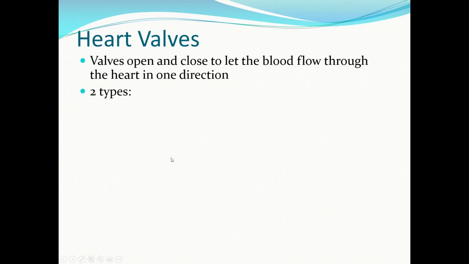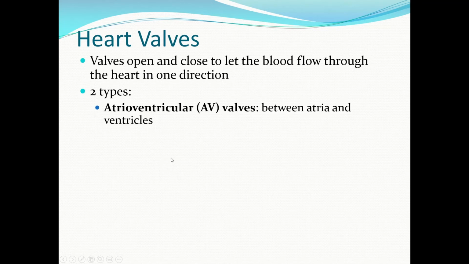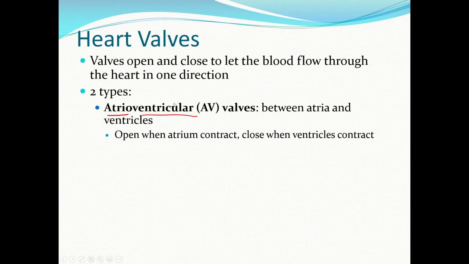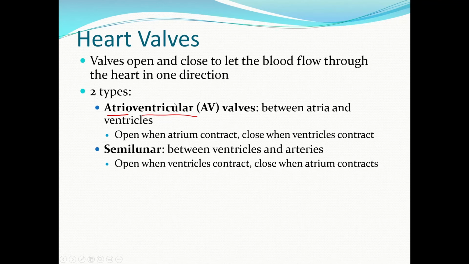Okay, there's 2 types of valves. You don't need to know these names. We're just going to talk about it. So there's the AV valve. And if you look at what AV stands for, atrioventricular, it makes sense that these are between the atrium and the ventricle. So they open when the atriums contract, and they close when the ventricles contract. And we'll see a little animated GIF of that in a sec. The other types of valves are semilunar valves, and these are between ventricles and arteries. So they open when ventricles contract and close when atrium contracts.